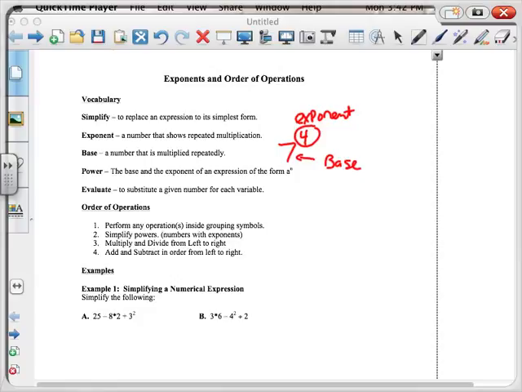To evaluate is when you substitute a given number for a variable, and we'll look at some of those here in a little bit. Let's just go over our order of operations. You know it as PEMDAS. The P is the parentheses, E is exponents, and then you have the My Dear Aunt Sally: multiply, divide, add, and subtract. But the important part on the multiply, divide, add, and subtract part is that you go from left to right. That is absolutely important, and I will show you some examples and why that is in fact important.